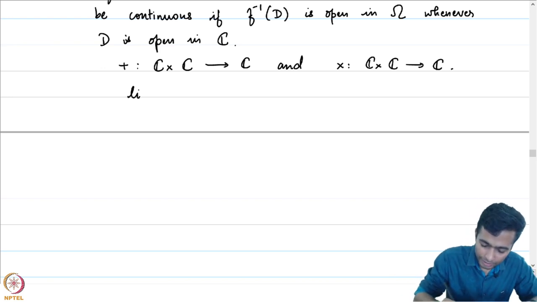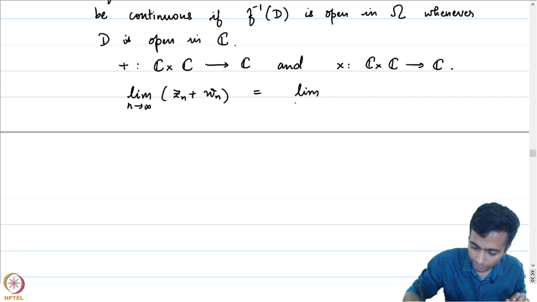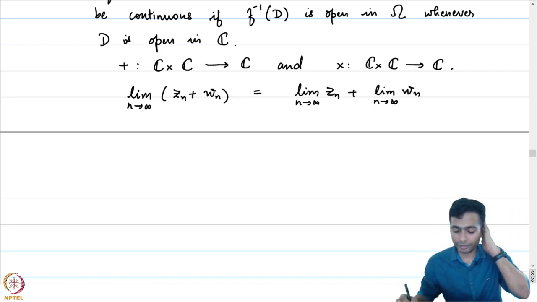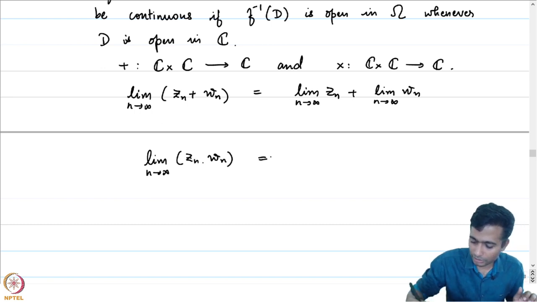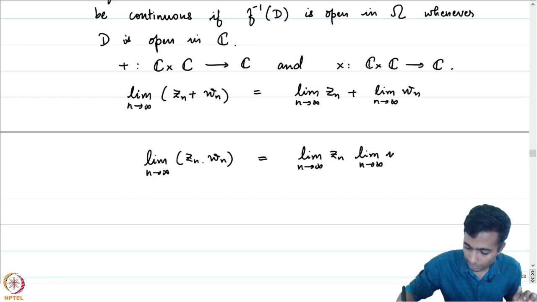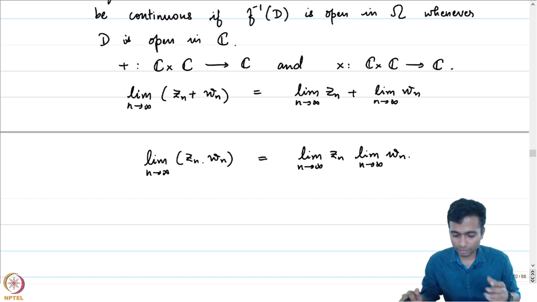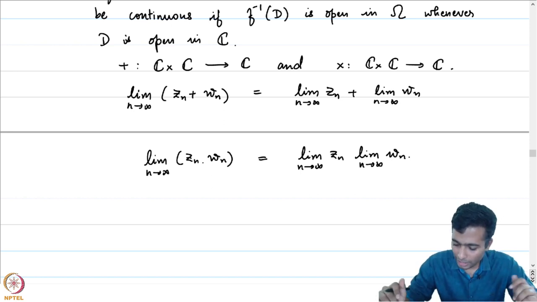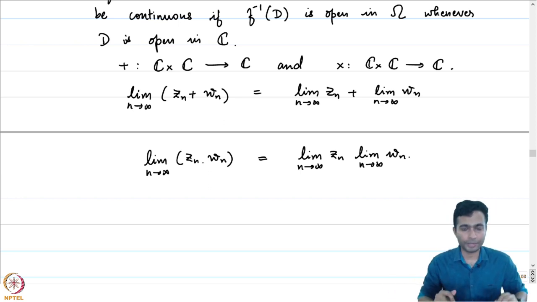and this is the same as telling that the limit as n goes to infinity of Zn plus Wn is equal to the limit of Zn plus the limit of Wn, where Zn and Wn are sequences in the field of complex numbers. And this is again saying that the limit of Zn times Wn is the same as the limit of Zn times the limit of Wn. I didn't write that these two operations are continuous, but this is effectively telling us that the operations of addition and multiplication are continuous in the product topology. Yeah, this can be checked by considering the triangle inequality and the fact that the absolute value of Z times W is the absolute value of Z times the absolute value of W. So using that, this can be checked.